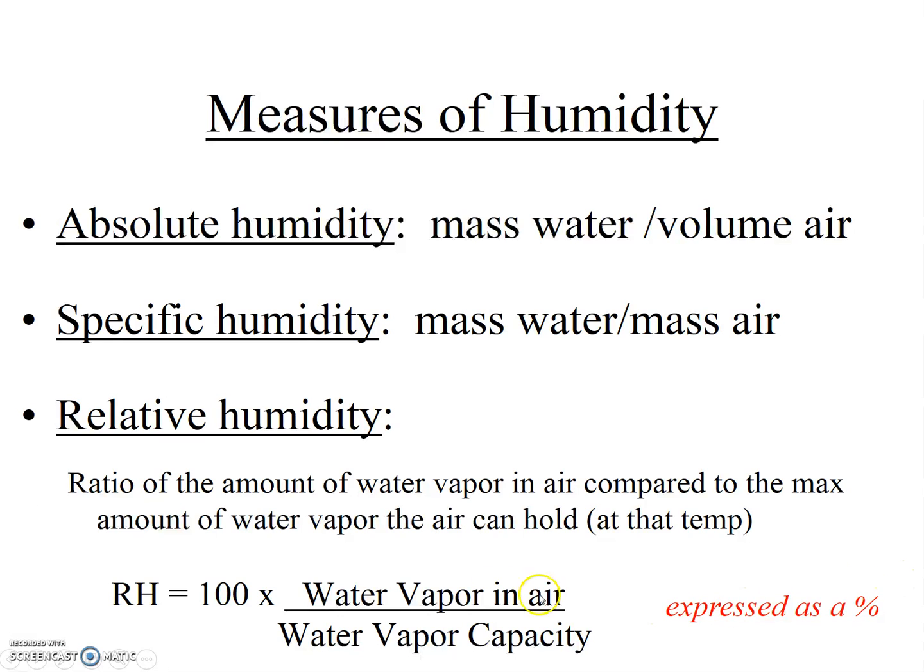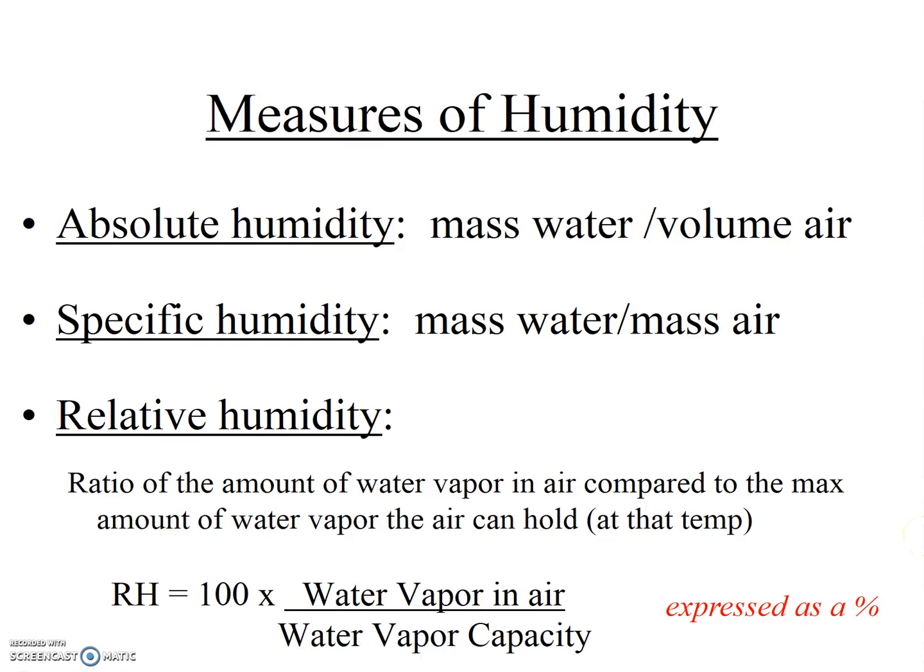Relative humidity reflects the amount of water vapor in the air relative to the amount of water vapor the air could hold if it were saturated. So the amount of water vapor in the air divided by the water vapor capacity, the amount of water the air could hold. We multiply by 100 just so that we can express it as a percent. So again, relative humidity is telling us how full the air is with water. And notably, since the capacity varies with different temperatures, the relative humidity is going to be really temperature dependent.